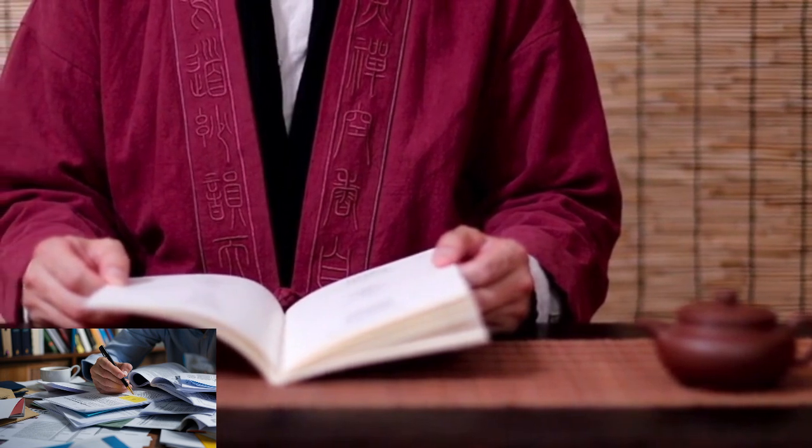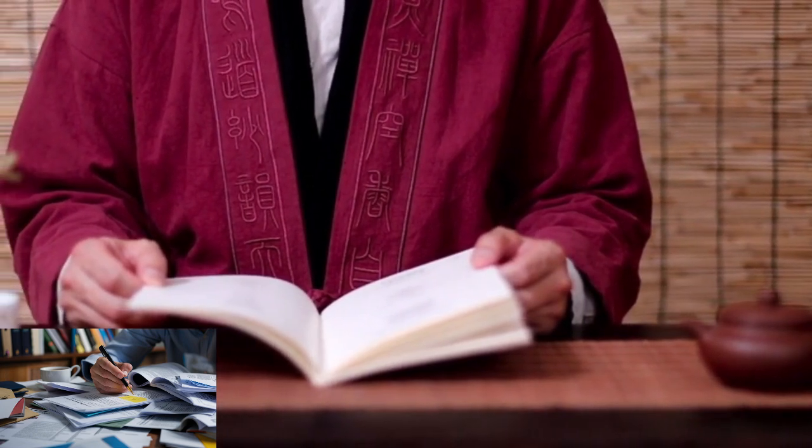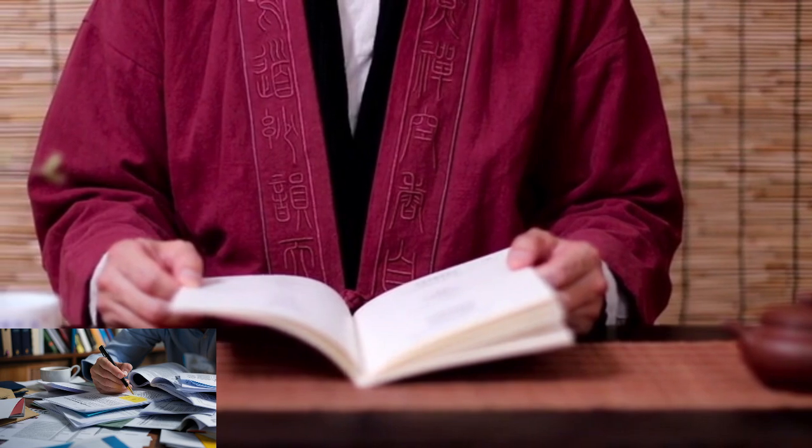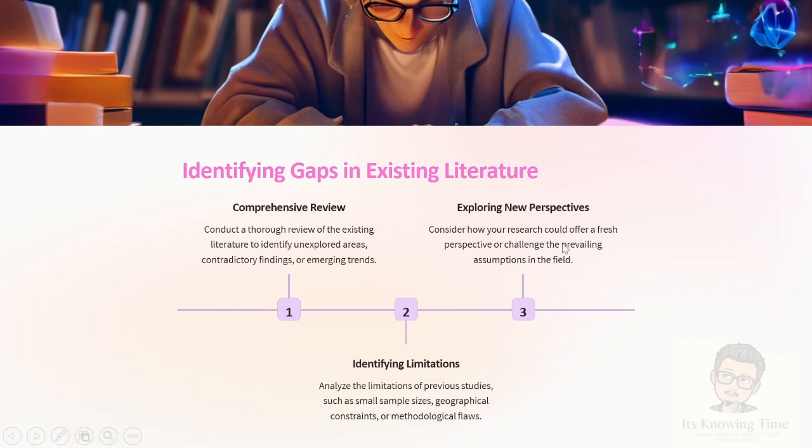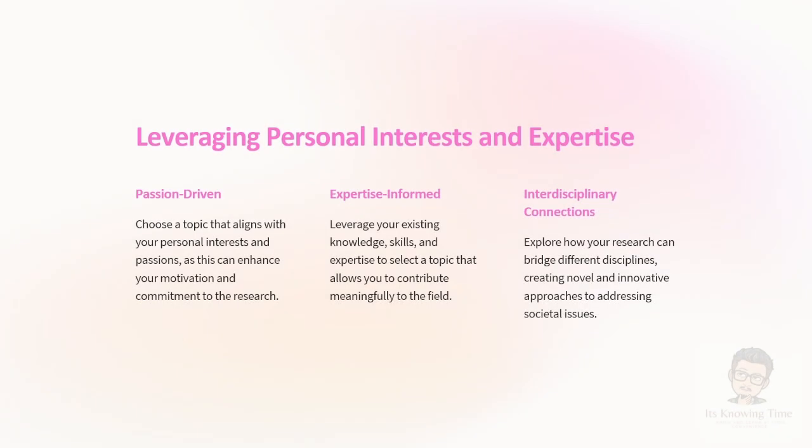How do you think researchers identify gaps in existing literature? The answer is very simple. Researchers identify gaps by reviewing current literature for unexplored areas, contradictory findings, or limitations in previous studies, offering opportunities for fresh perspectives or challenges to prevailing assumptions. Detecting these gaps is just the beginning. Next, let's talk about why it is important to choose something you are passionate about.